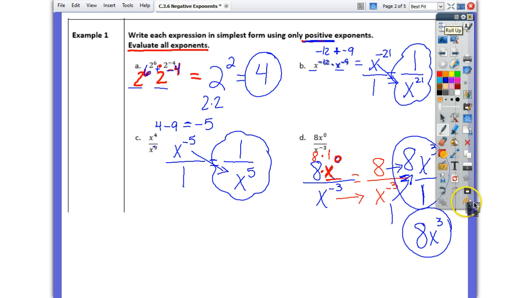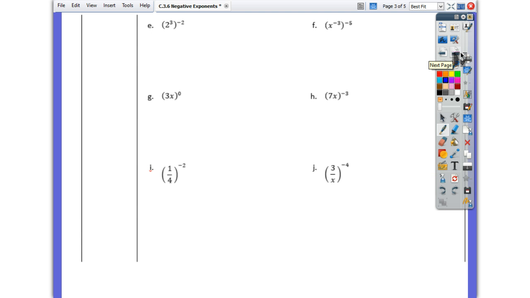All right, let's go on. Letter E. I want to write this bigger. Now here we have the parentheses. So we have 2 to the 3rd power to the negative 2 power. Now we learned earlier that when you have a power to a power, we multiply these two. So my base is 2, and now 3 times a negative 2 is a negative 6. Can't have a negative exponent. So let's do the reciprocal.